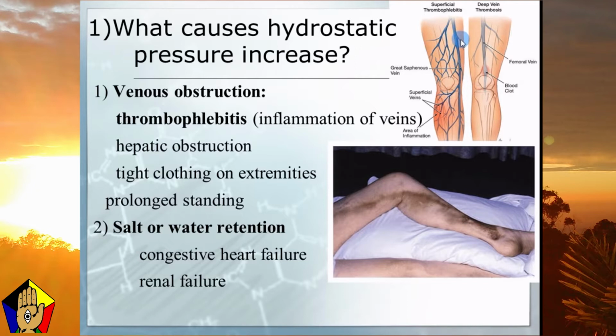The veins can only do so much. And if those veins can't carry the blood back efficiently, fluid starts accumulating in the tissues. So congestive heart failure and renal failure are the two common causes of salt and water retention. I'm sure you could automatically think about the kidney and how it contributes to retaining salt or water, but think about the heart.